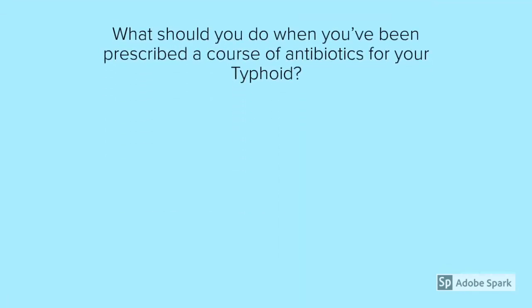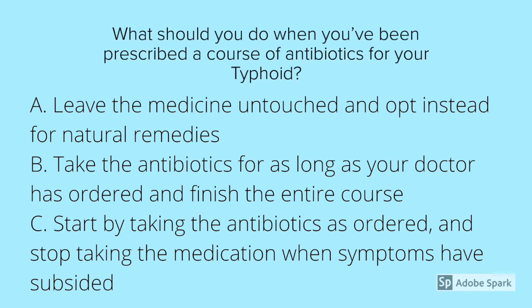What should you do when you've been prescribed a course of antibiotics for your typhoid? A. You should leave the medicine untouched and opt instead for natural remedies. B. Take the antibiotics for as long as your doctor has ordered and finish the entire course. Or C. Start by taking the antibiotics as ordered and stop taking the medication when symptoms have subsided.